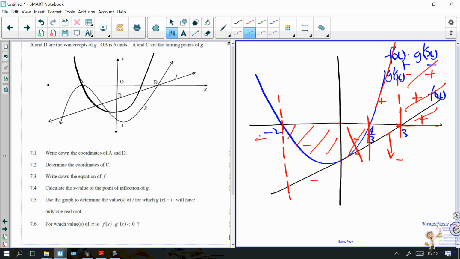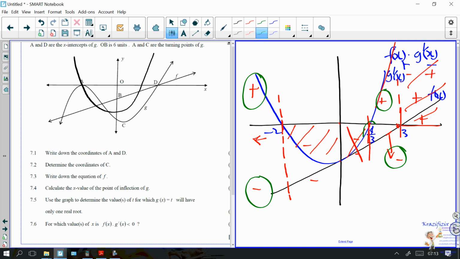After negative 2, what do I have? I've got a positive value and I've got a negative value. So where are my answers? I have that there, and I also have positive and negative. So what will my answer be? I'm going to have two answers.